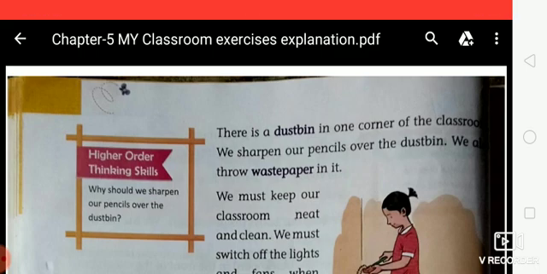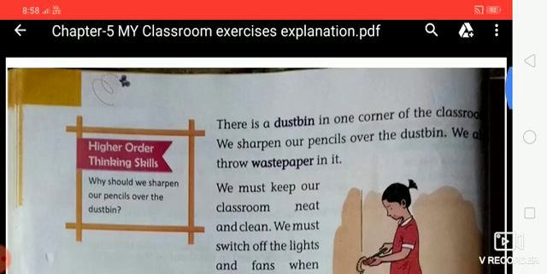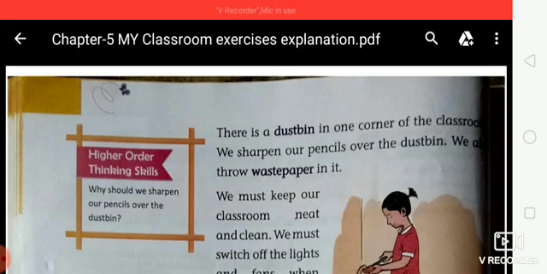So students, firstly, take out your social studies book and open chapter 5, page number 26. Also take out your pencil and eraser so that we could do all the exercises easily. Okay, students, let's start doing these exercises with me.